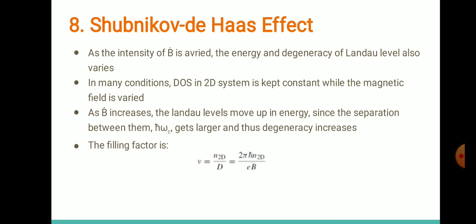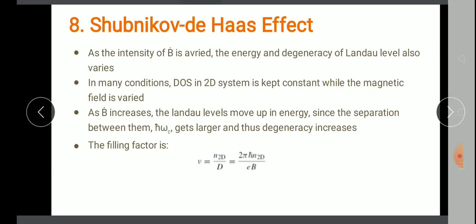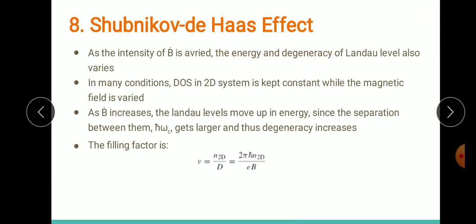Now as you vary the magnetic field B, as the intensity of your magnetic field is varied, the energy and degeneracy of the Landau level also change. So see, this is pretty evident because the energy and degeneracy all depend upon the magnetic field. So whenever there is a change in your magnetic field, these parameters also change. We have just seen that as magnetic field increases, the level's energy as well as the number of electrons also increases. So this is pretty clear.